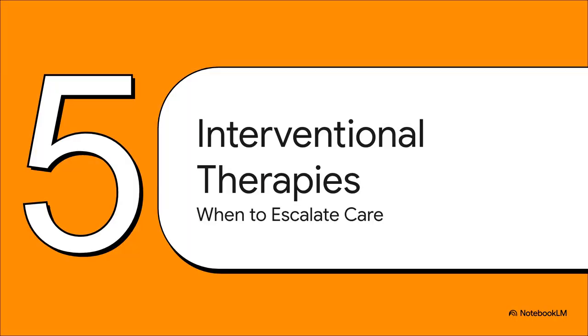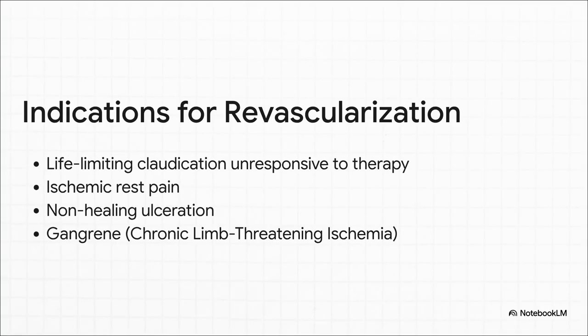But what happens when you've done all the right things with medical therapy and it's still not enough? When is it time to escalate care and think about an intervention? The reasons to call for revascularization are actually very clear, and it's important to remember we do not intervene on patients without symptoms. We escalate care for two main reasons. Either their claudication is so bad it's limiting their life and hasn't gotten better with exercise and meds, or they're showing signs of tissue damage: pain even at rest, ulcers that won't heal, or gangrene. Those last three, that's chronic limb-threatening ischemia.